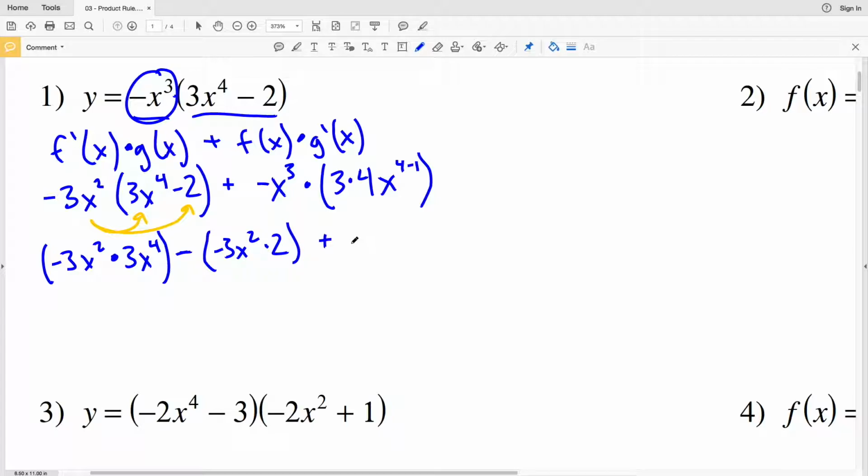negative 3x squared will get multiplied to 3x to the fourth, and I'll be subtracting negative 3x squared times 2. And that will get added to negative x cubed times 3 times 4 is 12, so that's 12x to the 4 minus 1, which is 12x cubed.